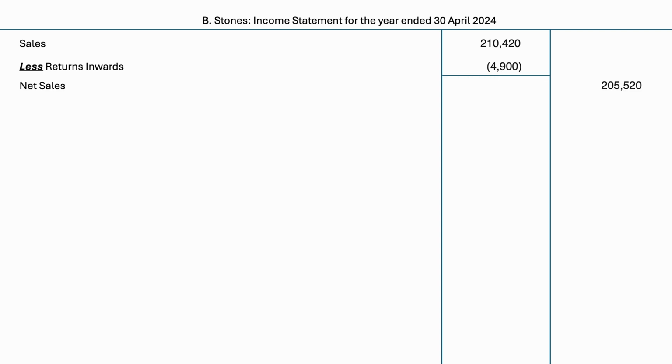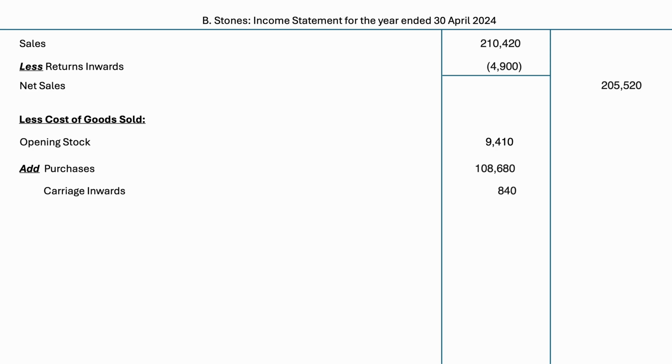The next part of the income statement is the cost of goods sold section. It begins with the opening stock, and then we add purchases. We also add carriage inwards. Carriage inwards is added because it is an expense that is made when transporting the purchased goods.